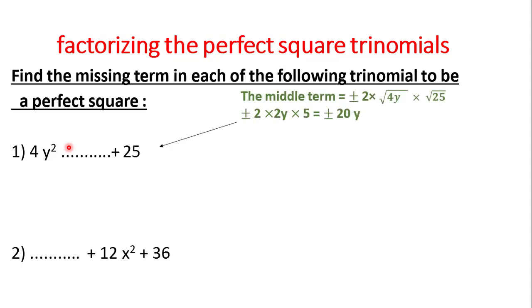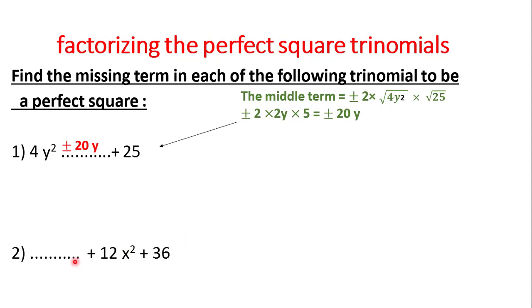So it will be 2 times root the first, which is 2y. Root the third term is 5. So it will be 2 times 2y times 5. 2 times 2 is 4, 4 times 5 is 20. So positive or negative 20y.